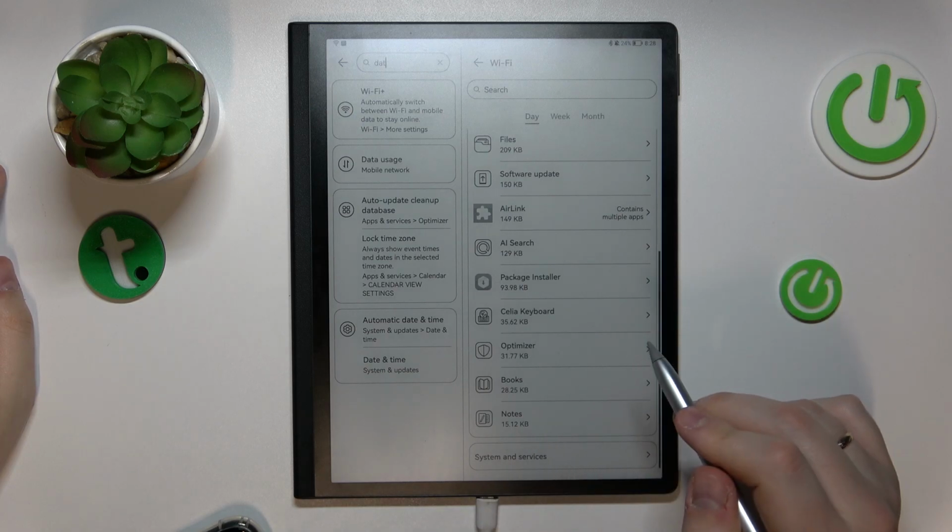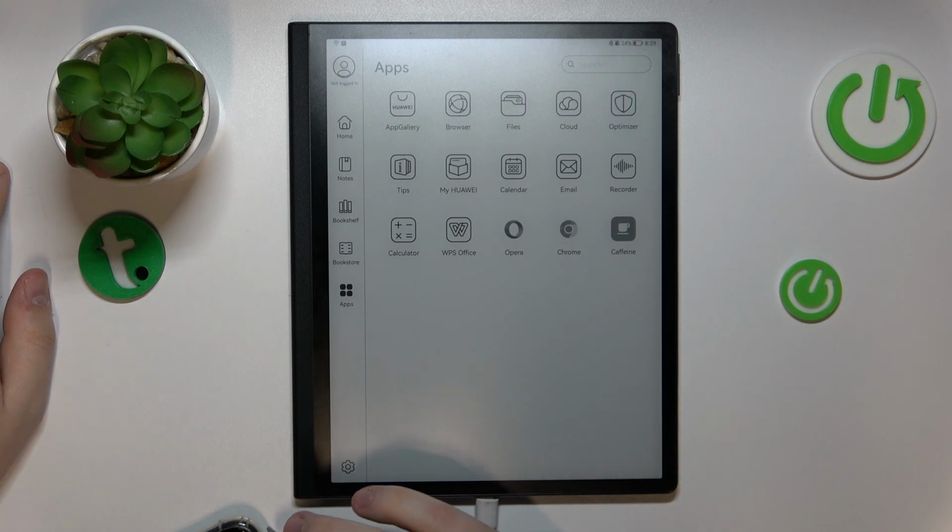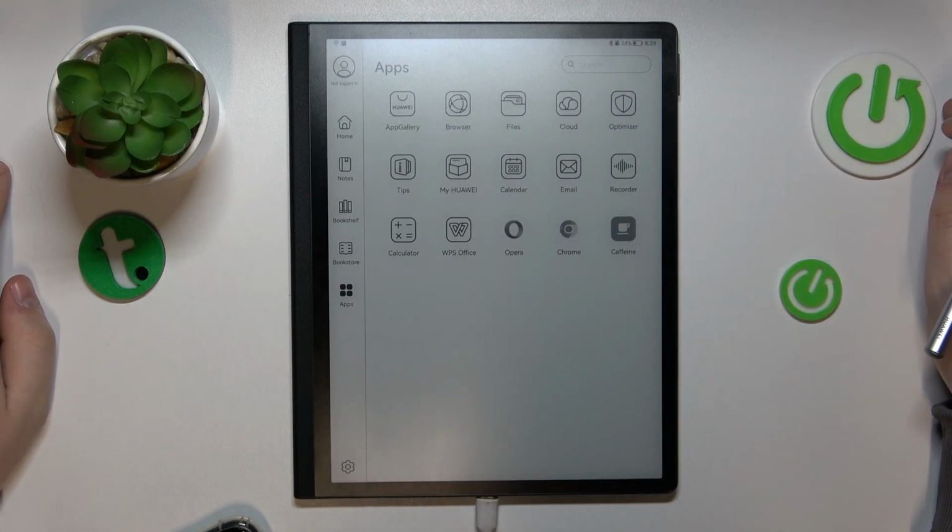This is a HUAWEI MatePad Paper, and today I would like to demonstrate that you can check your data usage on this device.